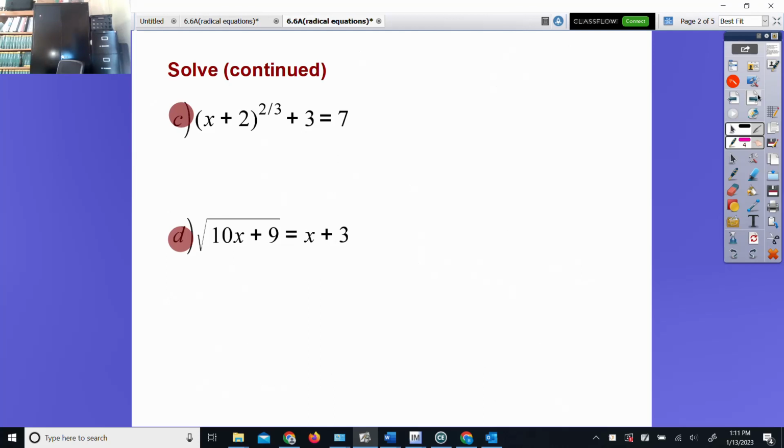C. Is that a radical equation? Yeah, it is. That's definitely a radical equation. Why? Power over the root. That's right. You could think of this as the cubic root of x plus 2, squared. It's definitely a radical equation. So the first step here was to isolate the radical.